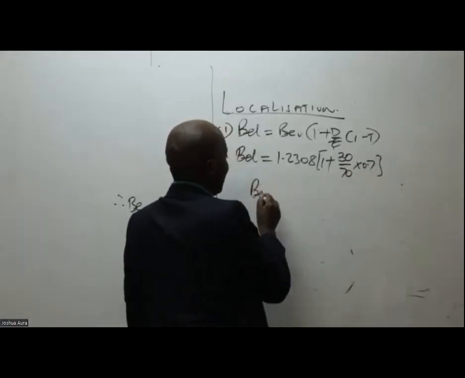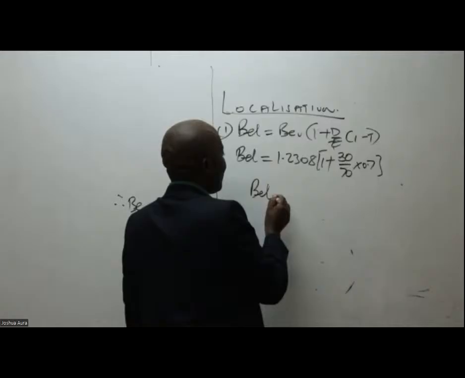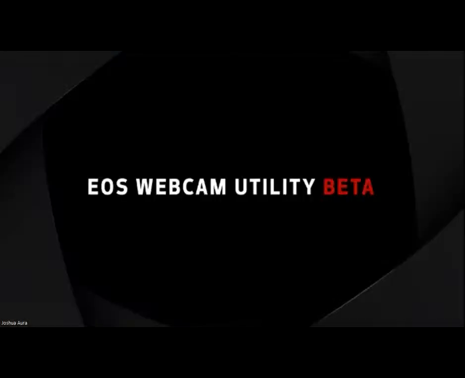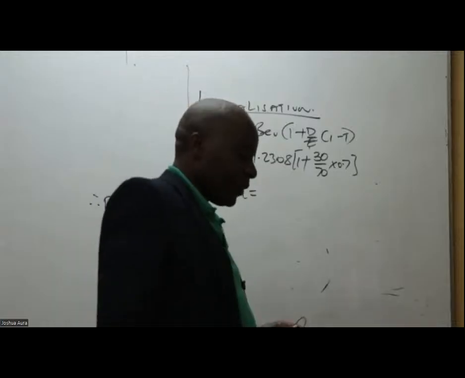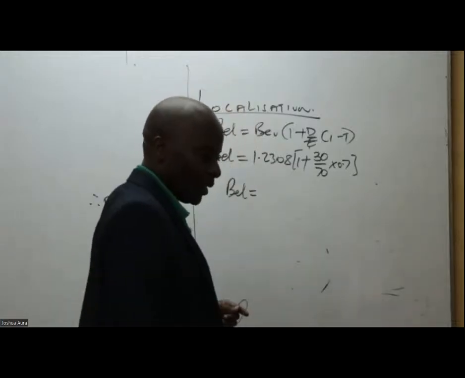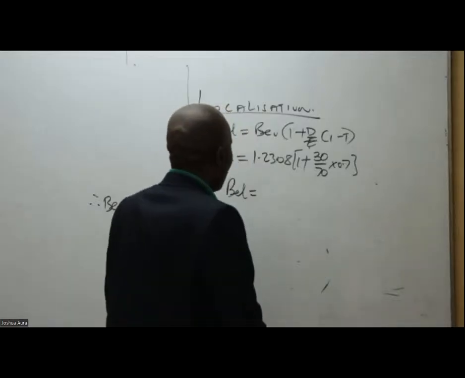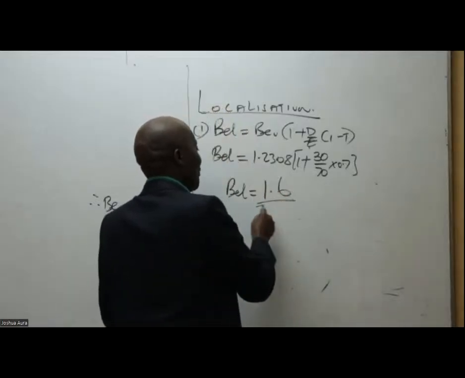Even putting your answer for BEL, it will be very similar to the other one we got above. What are we able to see? So what do they say? BEL at the end of the day comes to how much? It is 1.6, and I hope this 1.6 is quite familiar to you guys.